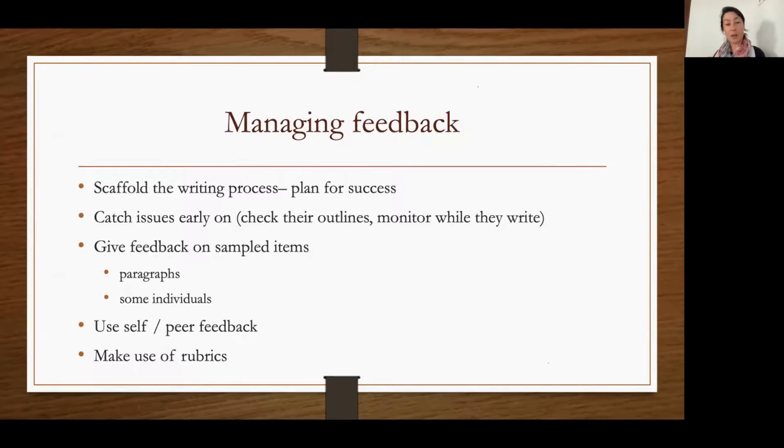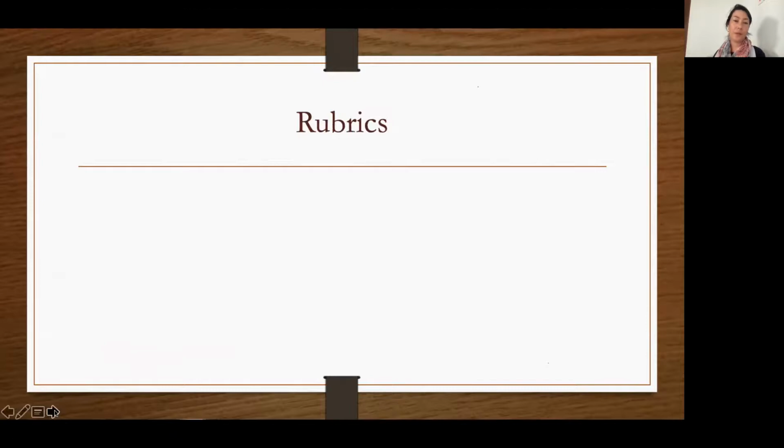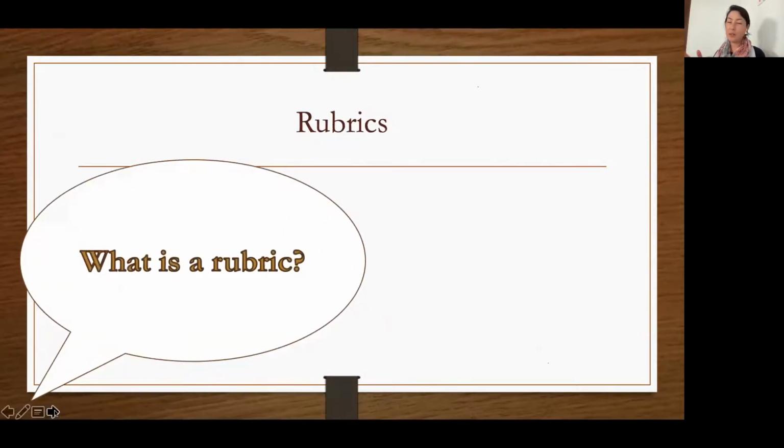And then finally, making use of rubrics. All right, I know someone can tell me this. What is a rubric? You can unmute and tell me, or you could put it in the chat. Oh, good, Lillian. Lillian, are you able to tell us in what way peer feedback has worked for you?